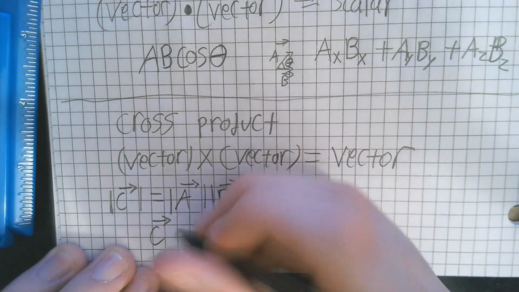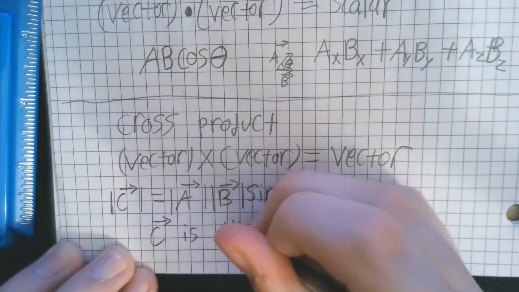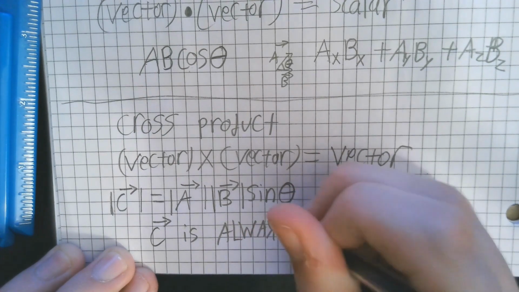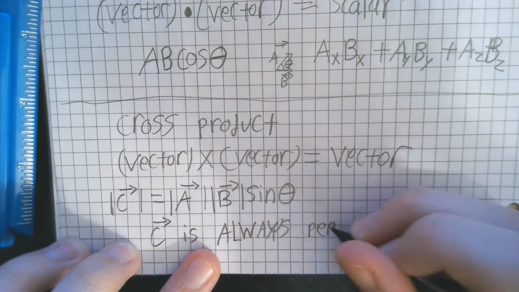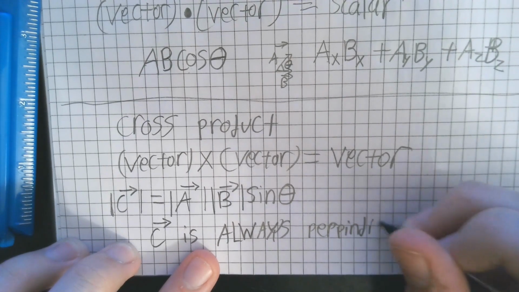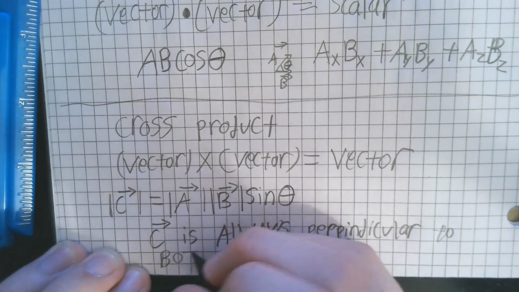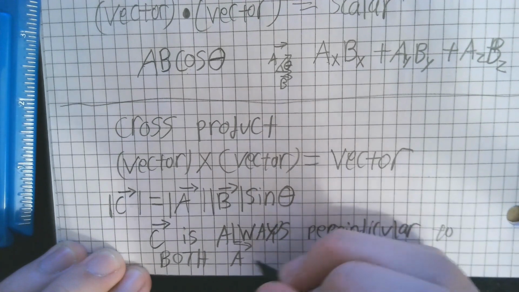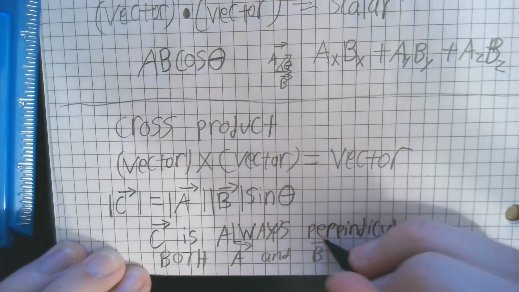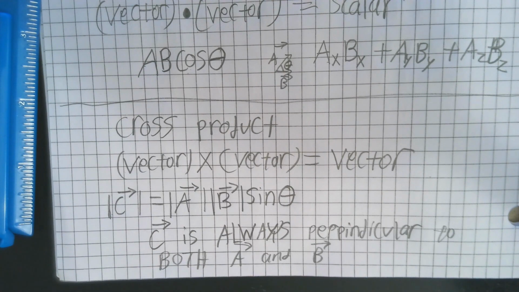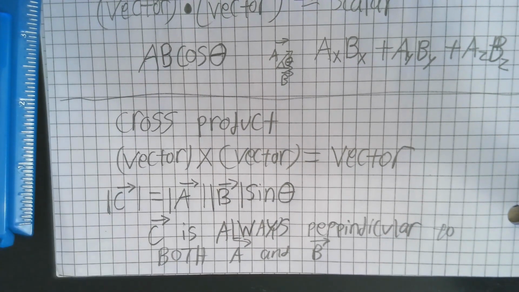C is always perpendicular to both A and B. It's always. And this requires a third dimension to be true. So, what we can do here is we can do something called the right-hand rule, okay?